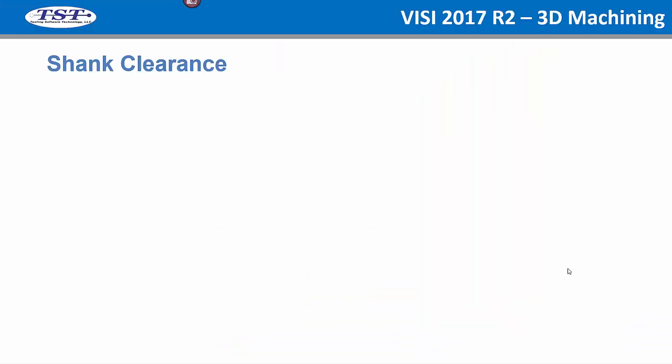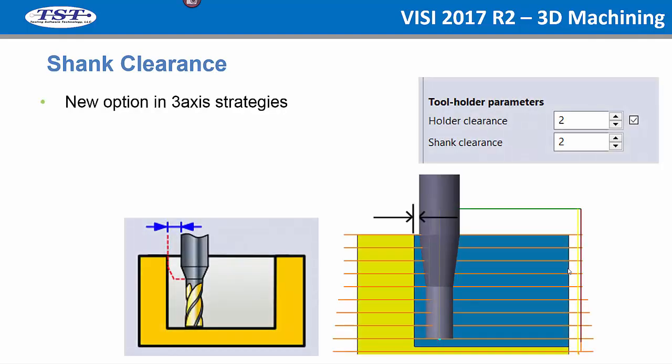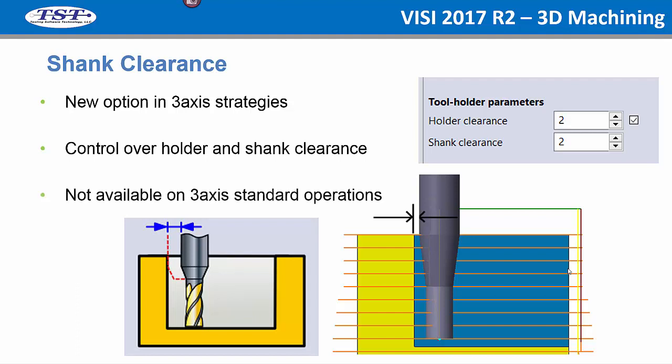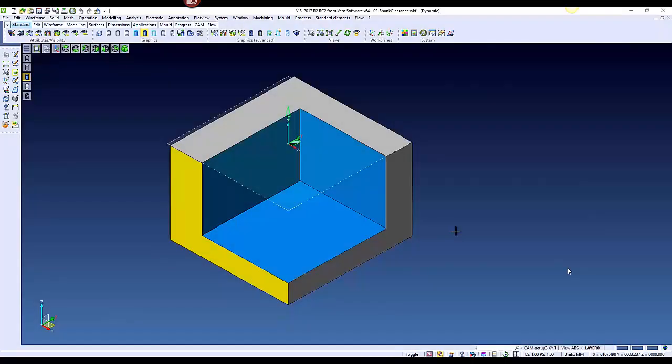Also, with some of the 3D machining, you're going to see a shank clearance. Not only do you have the holder clearance, but you also have the shank clearance. There's a new option in some of the 3-axis strategies: control over holder and shank clearance. It's not available on any of the 3-axis standard operations, only the 3-axis strategies.